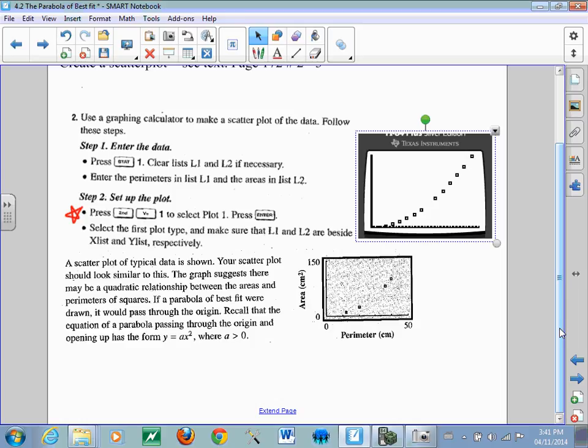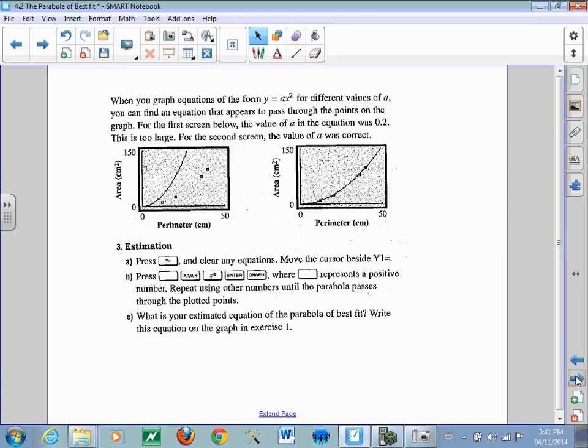If the parabola of best fit were to be drawn, it would pass through the origin. Recall that the equation of a parabola passing through the origin is y equals ax squared. So we talked about that last day. What we're going to try to do on the next page is guess that equation, guys. When you graph equations in the form y equals ax squared, different values of a will come in.